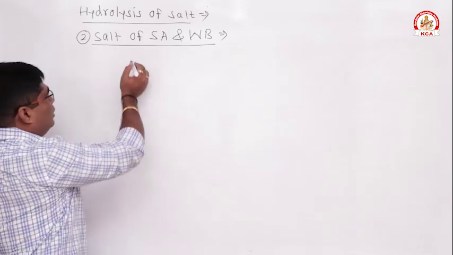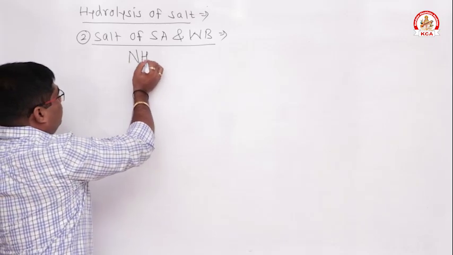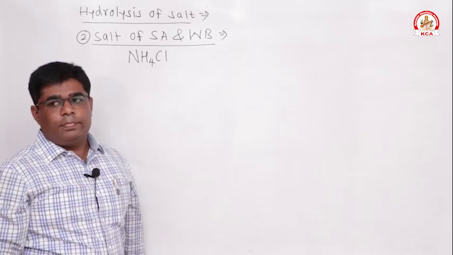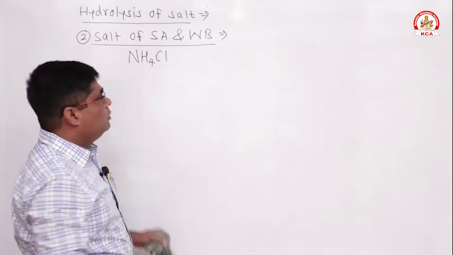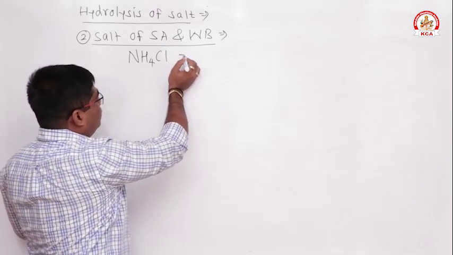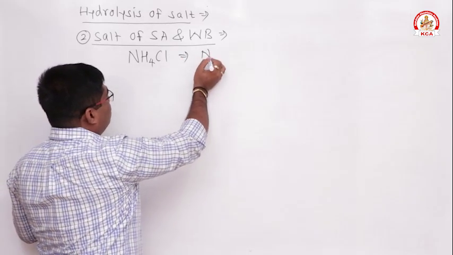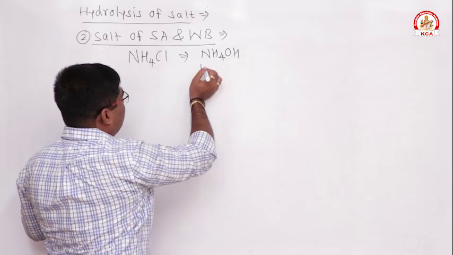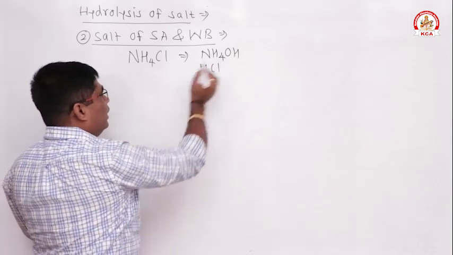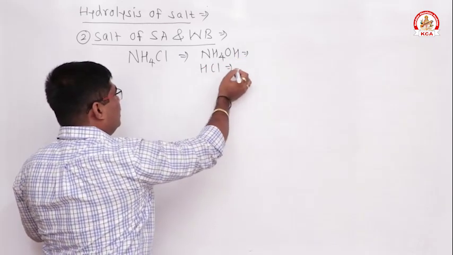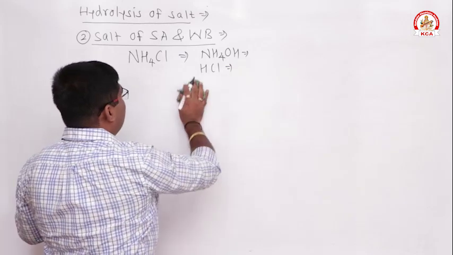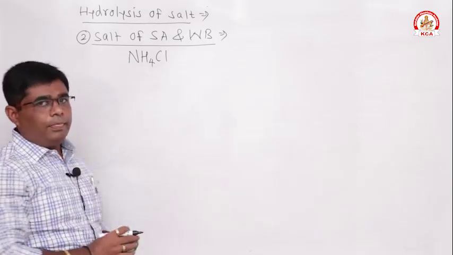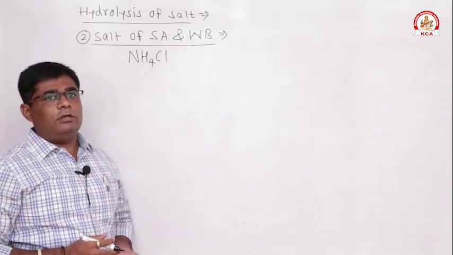For example, consider any one of the salt NH4Cl, ammonium chloride. Ammonium chloride is the salt of strong acid and weak base. Which is the weak base and which is the strong acid? NH4OH, weak base, HCl is strong acid, and therefore it is the salt of strong acid and weak base. आता आपण पाहूया whether it undergoes hydrolysis or not.